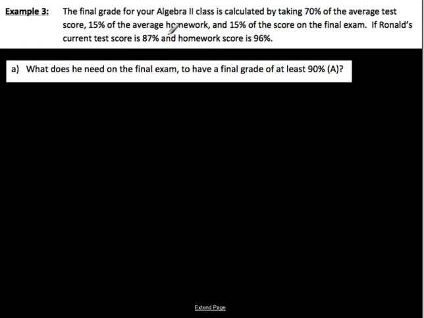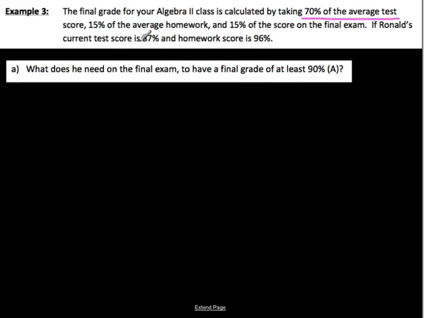All right, so if you see example 3, the final grade for your Algebra 2 class is calculated by taking 70% of the average test score, 15% of the average homework, and 15% of the score on the final exam. And this is actually how we calculate your Algebra 2 grade. So if you want to do this to figure out what you need to get on your Algebra 2 final exam, go ahead. So if Ronald's current test score is 87% and the homework score is 96%, Part A wants to know what he needs to get on the final exam to have a final grade of at least a 90%.